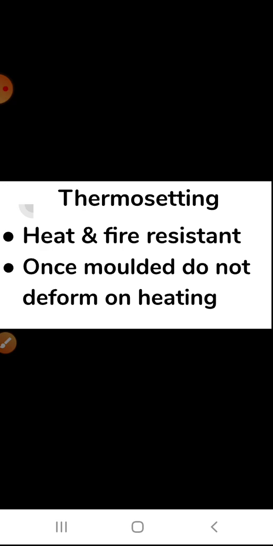So what is happening here? When thermosetting plastic is exposed to heat, it will not change the shape, because that plastic is made up of thermosetting material. It is having such kind of material inside which never gets changed.